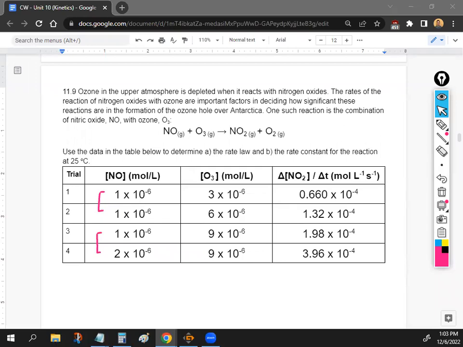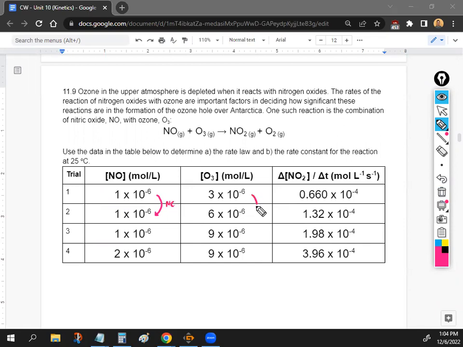We're going to be first comparing trials 1 and 2, okay? So we're going to go through all of the numbers in the trials, and let's see if you guys can notice anything different about them, okay? My hint was, you're going to compare trials 1 and 2. So for the concentration of NO, is there any change? No change, right? So I'll write NC.